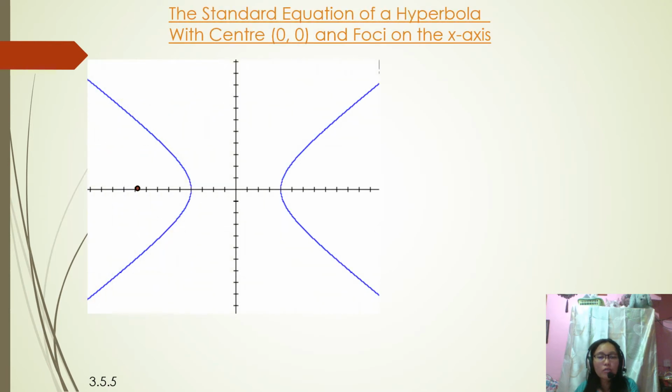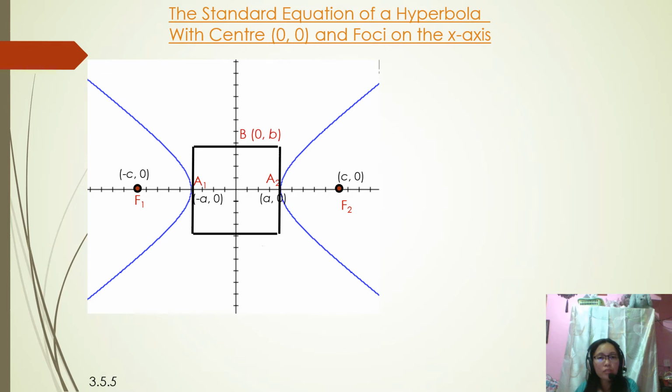Alright, so we have here our equation. If A is the vertex, of course, the vertex is the intersection where our hyperbola meets the one part of the rectangle. So that is the vertex that we found.